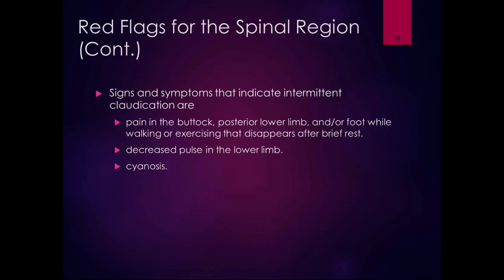Signs and symptoms that indicate intermittent claudication. So intermittent claudication is leg pain upon walking that stops with rest. So pain in the buttock, posterior lower limb, and or foot while walking or exercising that disappears after a brief rest. Decreased pulse in the lower limb and cyanosis in the lower limb. So usually, these type of symptoms, intermittent claudication, can indicate a vascular rather than an orthopedic origin for the problem.